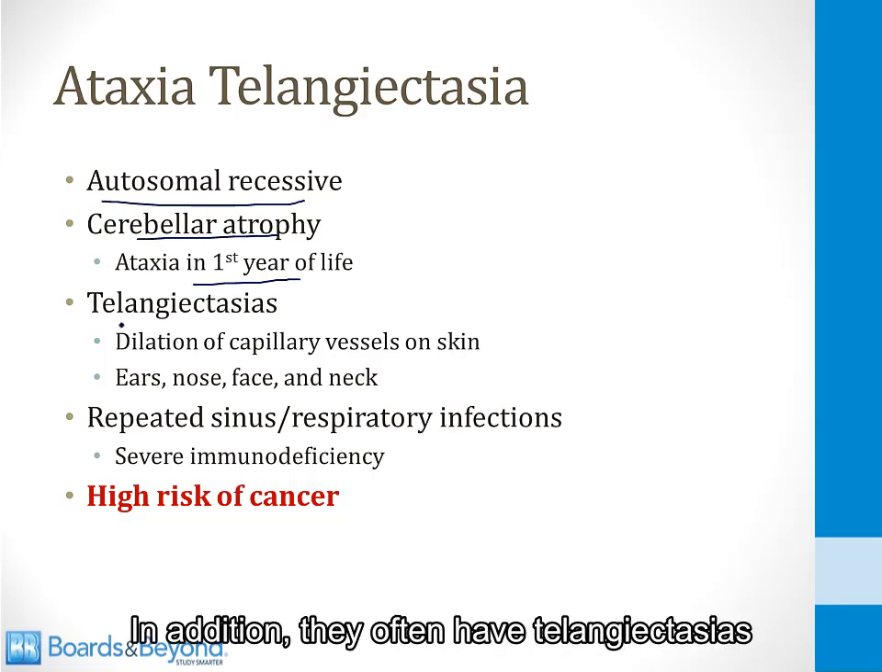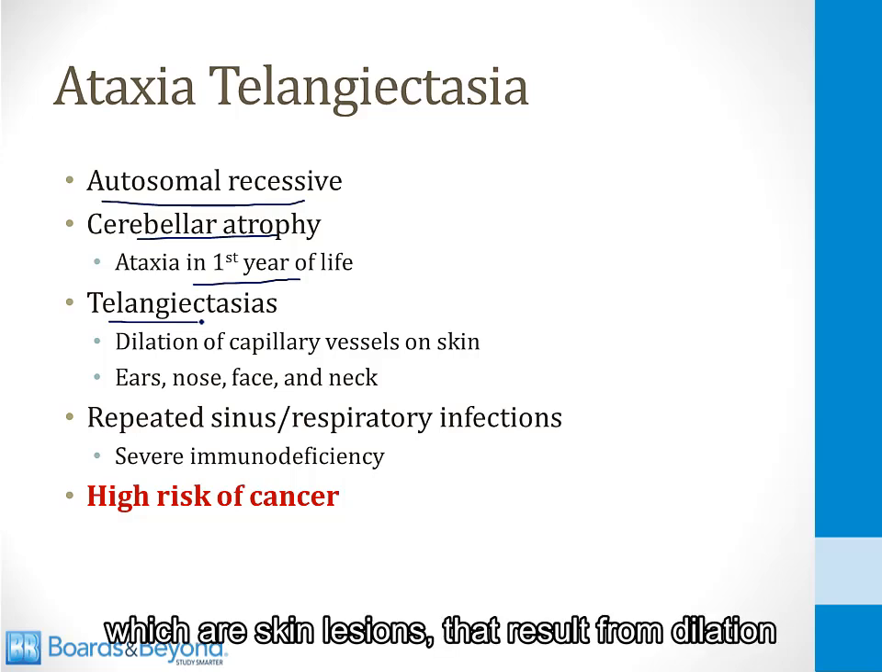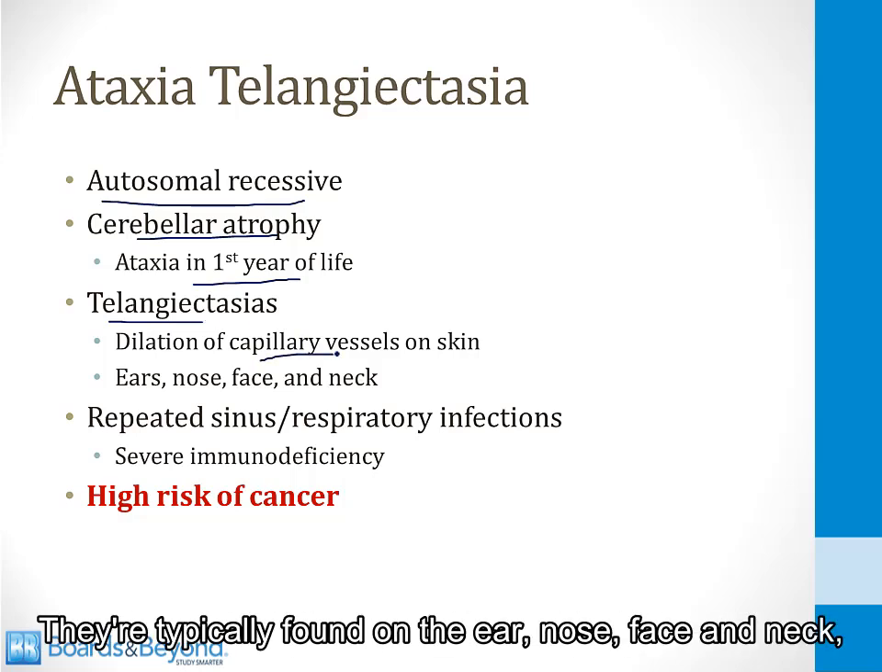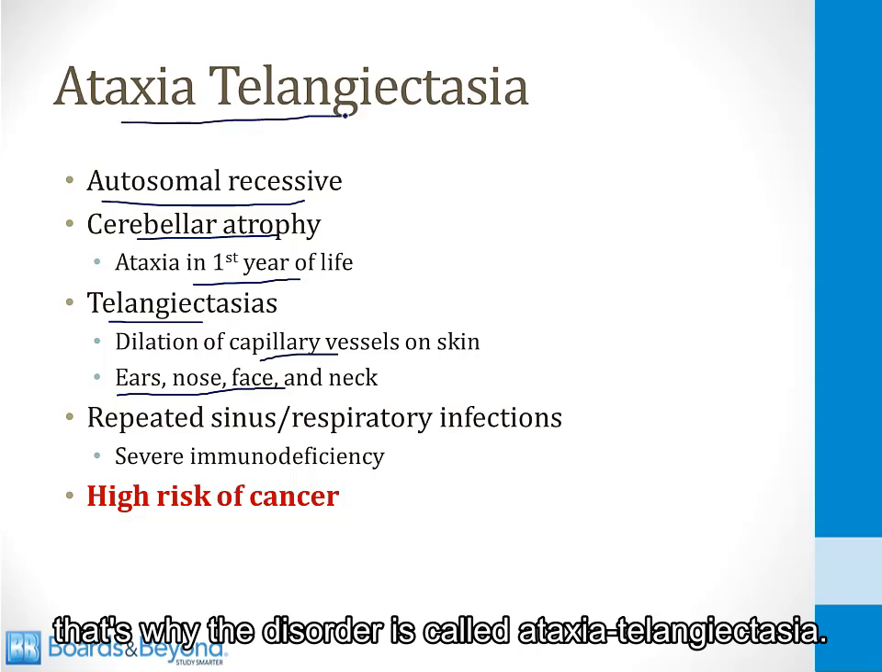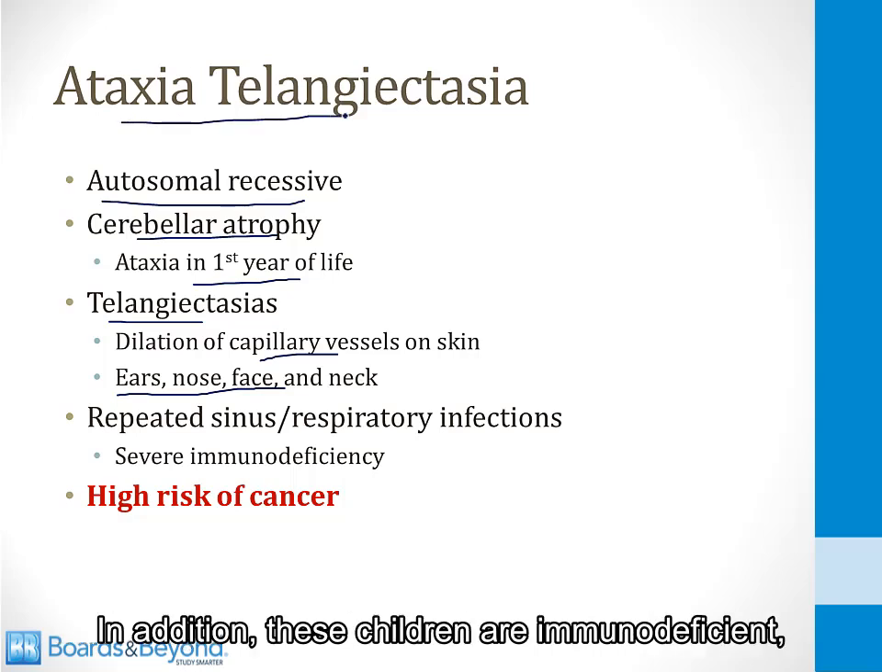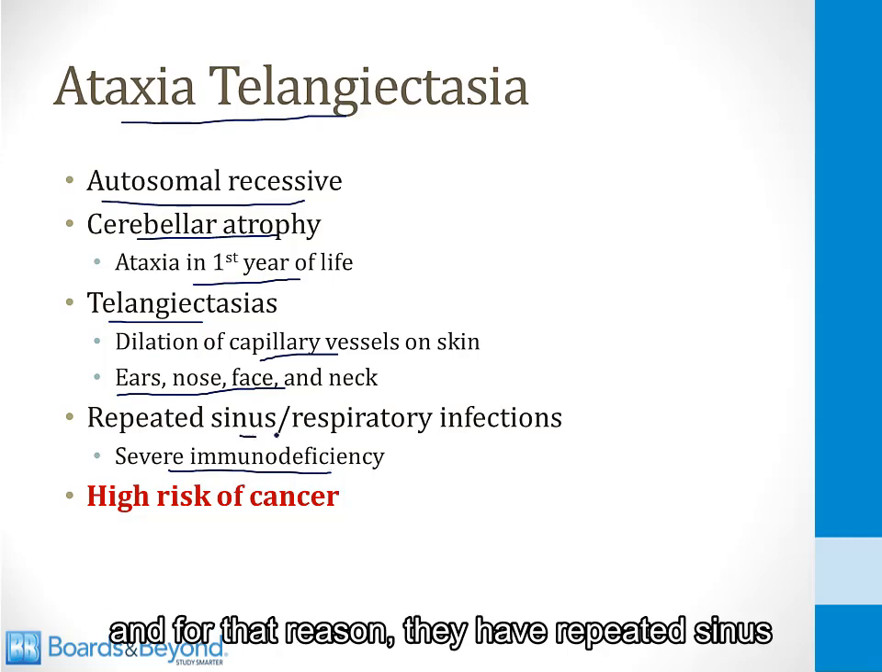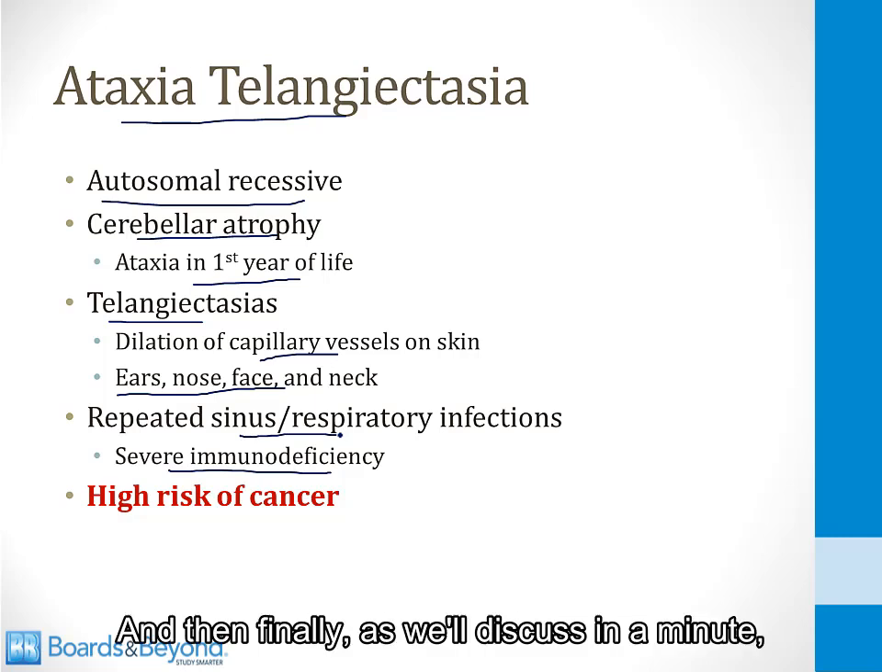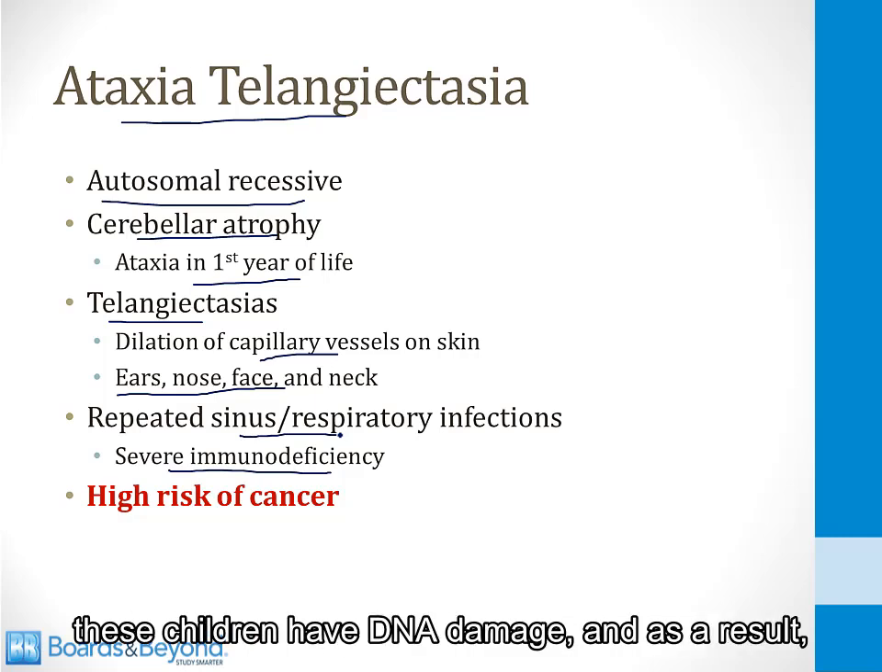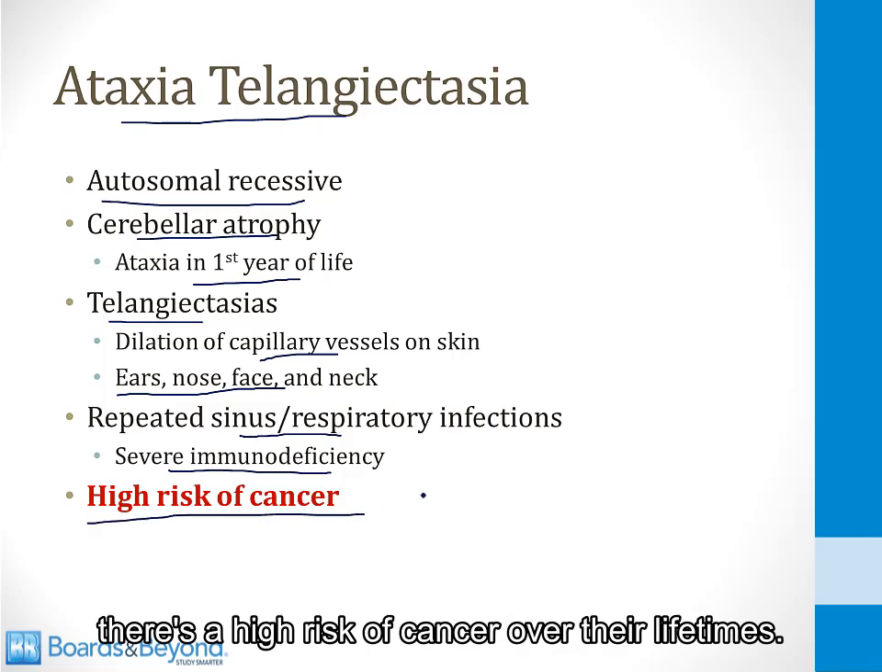In addition, they often have telangiectasias, which are skin lesions that result from dilation of capillary vessels on the skin. They're typically found on the ear, nose, face, and neck. That's why the disorder is called ataxia telangiectasia. In addition, these children are immunodeficient, and for that reason they have repeated sinus and respiratory infections. And then finally, as we'll discuss in a minute, these children have DNA damage, and as a result there's a high risk of cancer over their lifetimes.